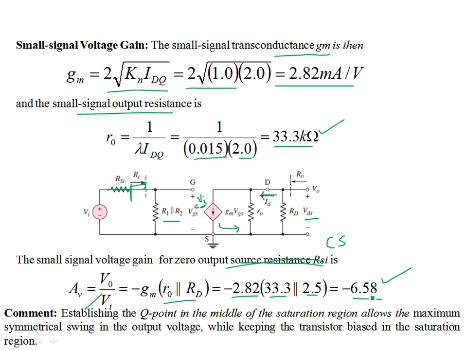That means you're going to have a symmetrical swing with a larger amplitude, with a lot more peak-to-peak voltage. So establishing the Q point in the middle of the saturation region allows the maximum symmetrical swing in the output voltage. Thus, keeping the transistor biased in the saturation region allows the transistor to operate as a linear amplifier with the maximum output symmetrical swing.